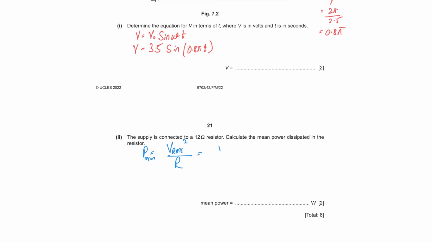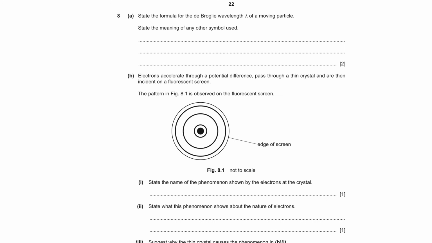V RMS is V naught upon square root of 2, the entire thing squared, multiplied by 1 upon R. So this can be written as V naught squared over 2R. The value of V naught is 3.5 squared upon 2 times the resistance, which is 12 ohms, and that gives us the mean power, which is 0.51 watts.